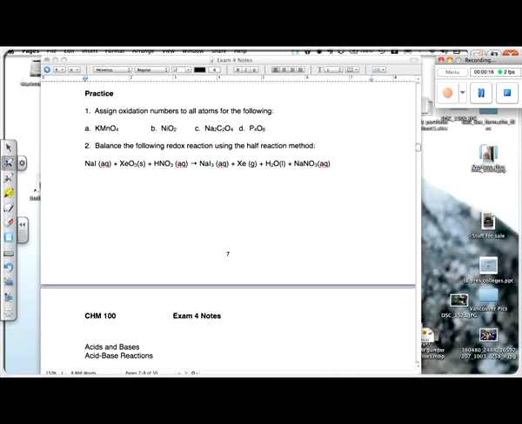We're going to do two problems from the previous lecture just to give you some more practice with me. And then you'll have practice, of course, in your recitation and on sampling. So the first thing we're going to do is assign oxidation numbers in number one here to all atoms for the following. Now, I see some polyatomic ions here.